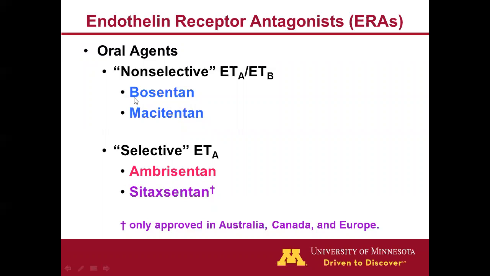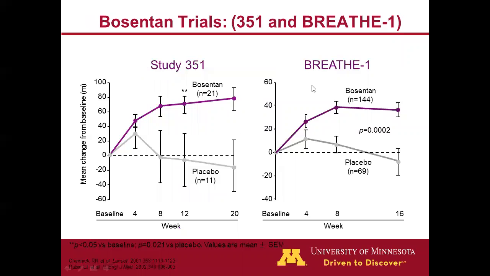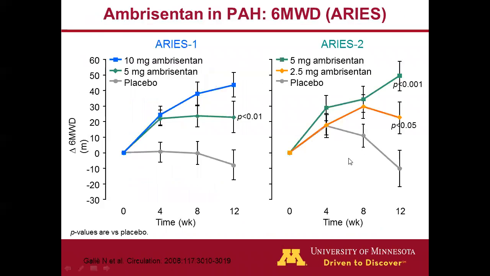Bosentan, you'll hear about as Tracleer. Macitentan is Opsumit. Ambrisentan is Letairis. So those are the drugs. Again, this is just to show you. I'm going to quickly go through them because it doesn't really matter. Compared to placebo, these drugs have been shown to improve 6-minute walk distance. You can see previous trials, 16 weeks, short-term trials. Again, the other drug, ambrisentan, compared to placebo, you can see in both doses there was a significant increase in 6-minute walk distance, a short clinical trial, 12 weeks.